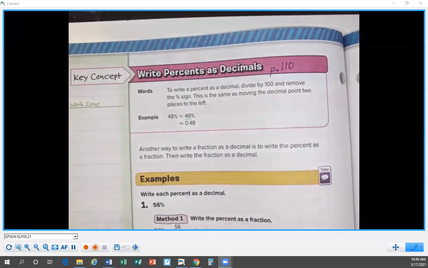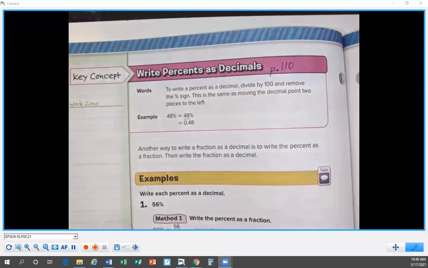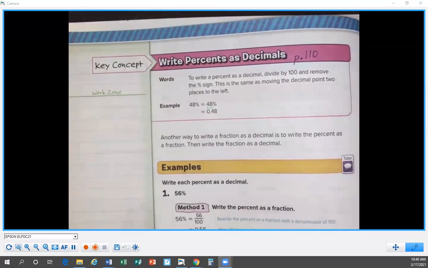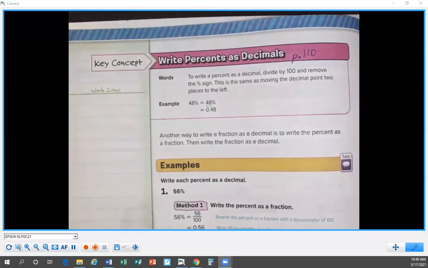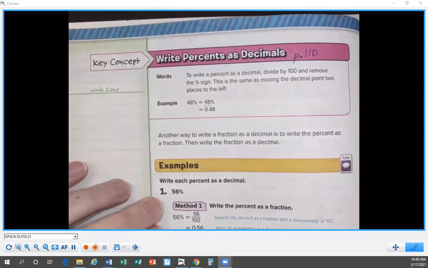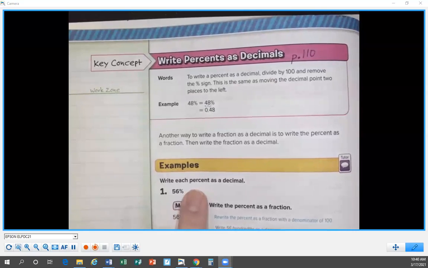Okay, to write a percent as a decimal, divide by 100 and move the percent sign. This is the same as moving the decimal point 2 places to the left. Okay, so we just talked about that on the previous page. Another way to write a percent as a decimal is to write the percent as a fraction, then write the fraction as a decimal. Okay, so let's look at a couple of different methods to write a percent as a decimal.